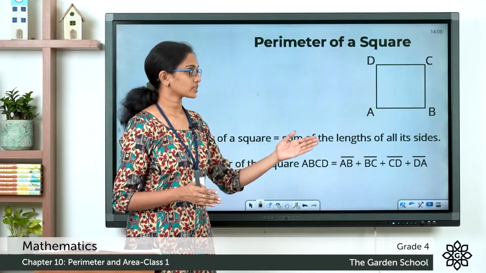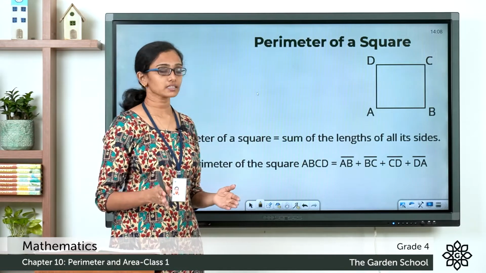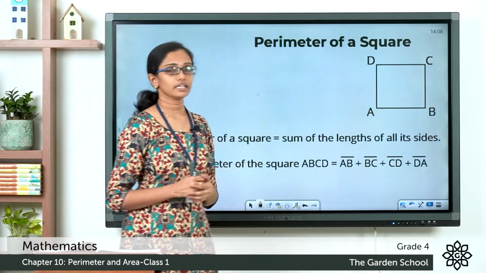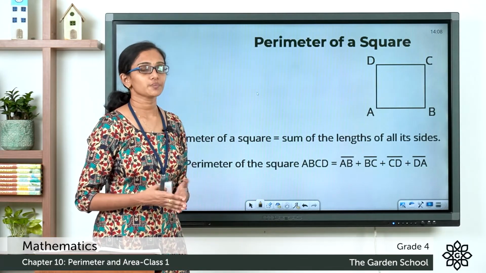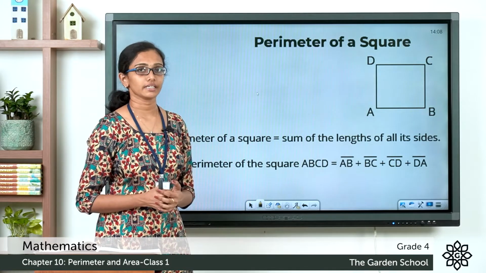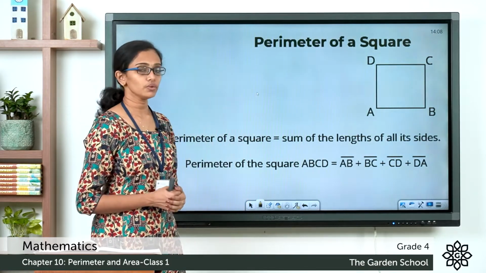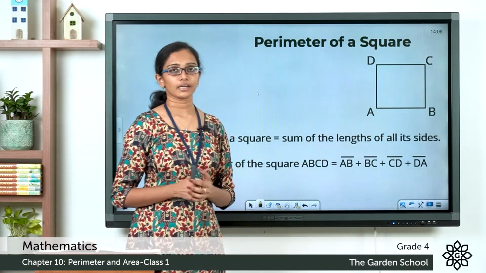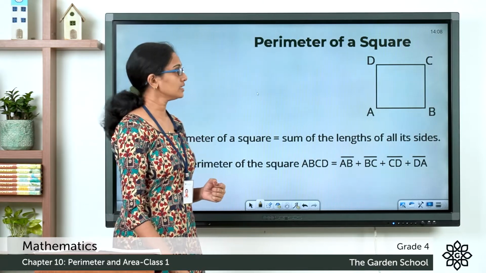So here we have a square ABCD and it has the sides AB, BC, CD and DA. So by definition, what is perimeter? The perimeter is the sum of the lengths of all its sides. So that is equal to side AB plus BC plus CD plus DA. Now let's work out some examples.